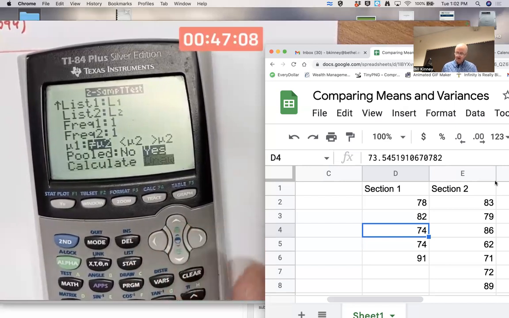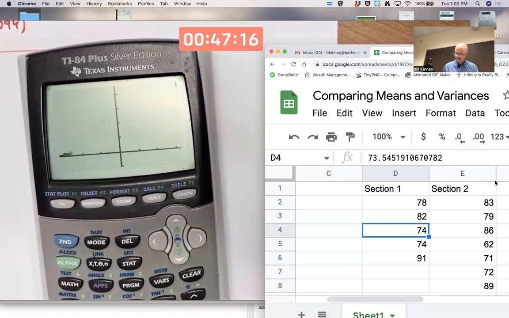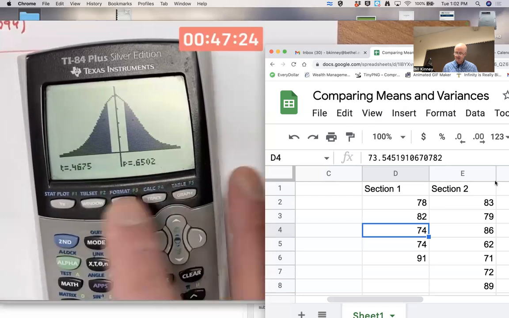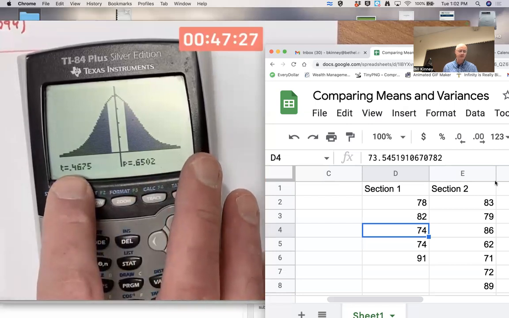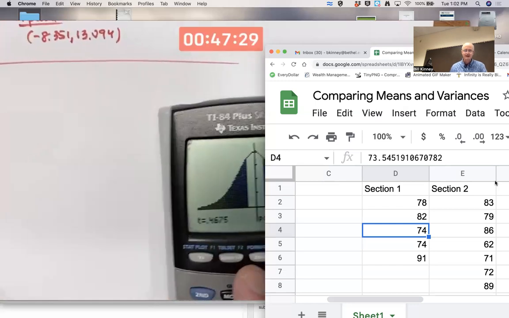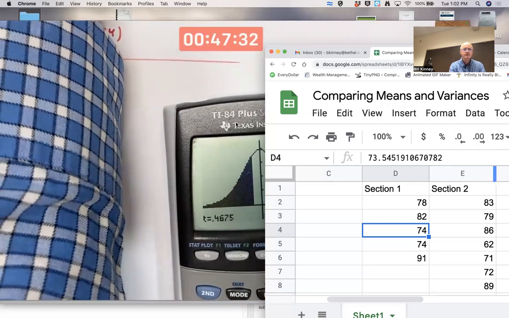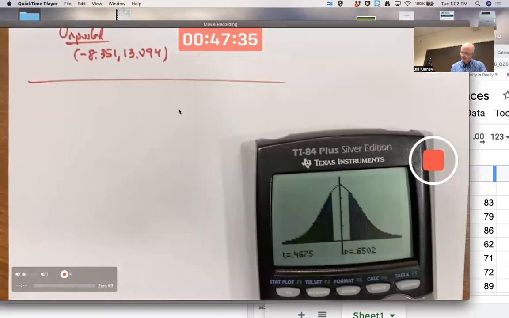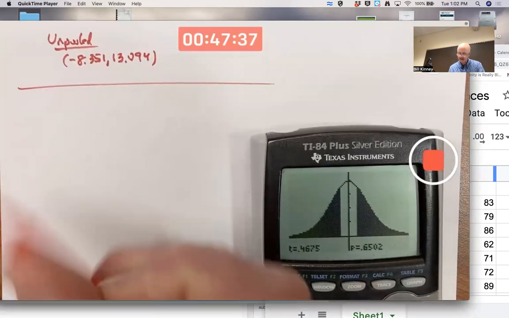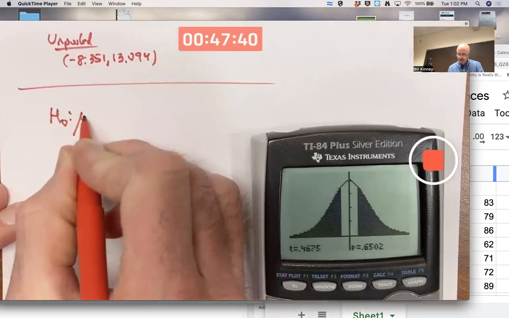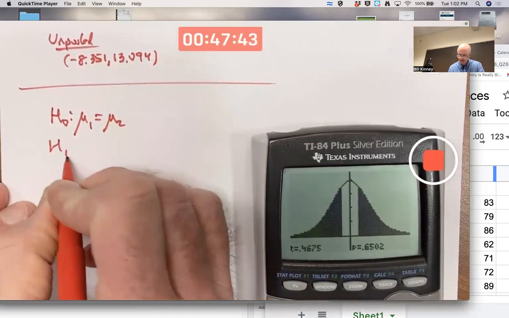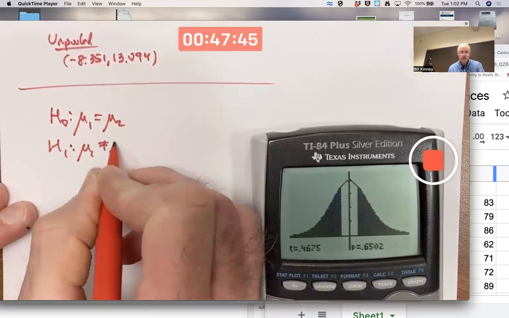Let's go ahead and draw the area that we calculate as well, just for the sake of doing it. It will be a t-distribution that we're looking at. And it's a very big area. P-value is very large, 0.65. The observed value of the t-statistic, 0.4675. You'd want to report that. So we're testing the null that they're equal versus the two-sided alternative, mu1 is not equal to mu2.